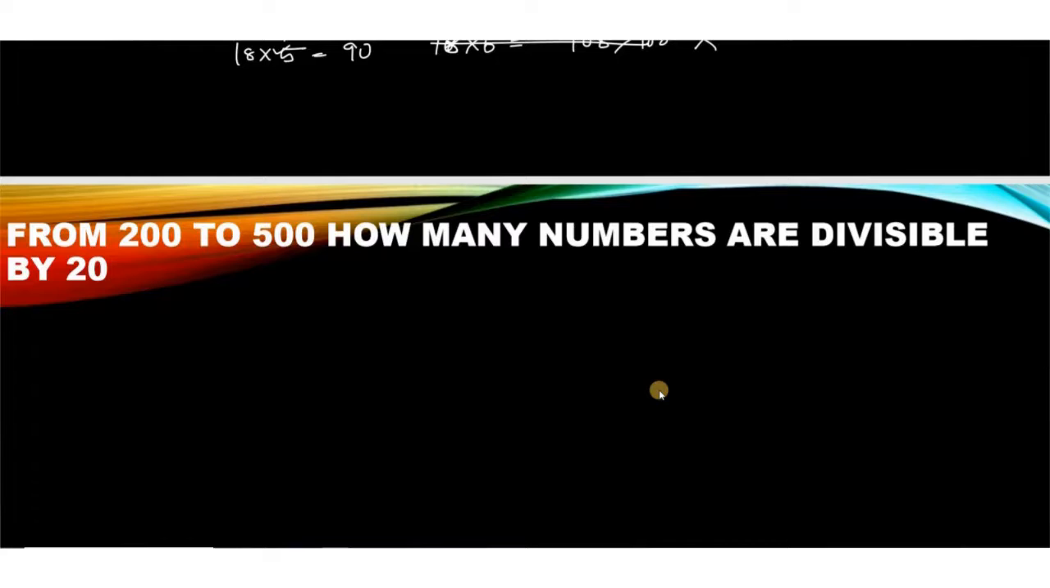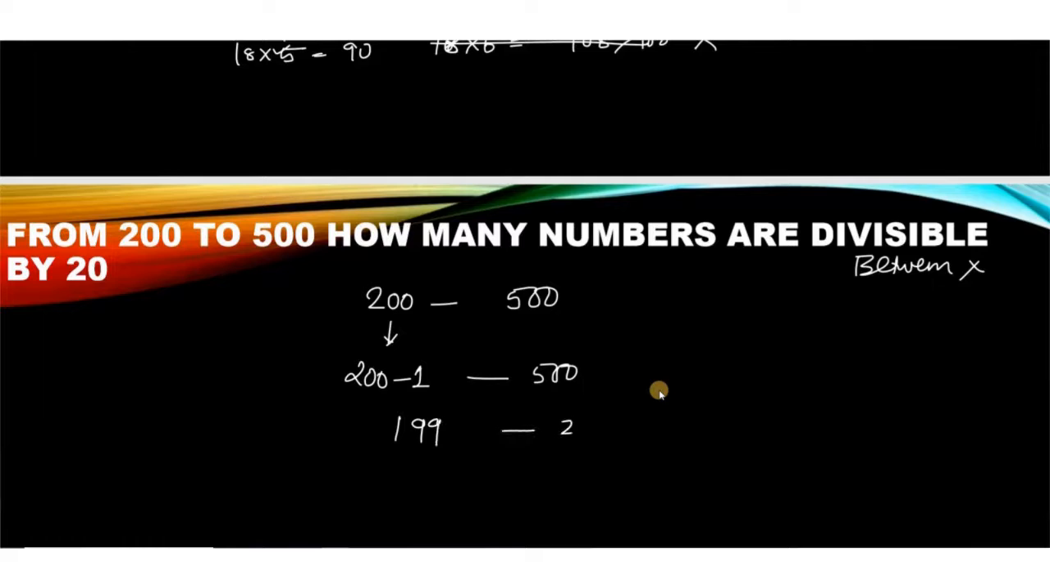So what is given? In such type of question, we drop the boundary number. So 200 to 500. Now remember, the word between is not given. So what you need to do? You have to do minus 1 from this lower number. So 200 minus 1, 199 to 500, that is divisible by 20.